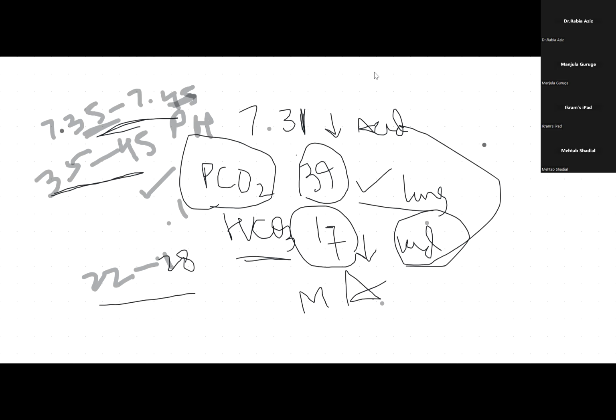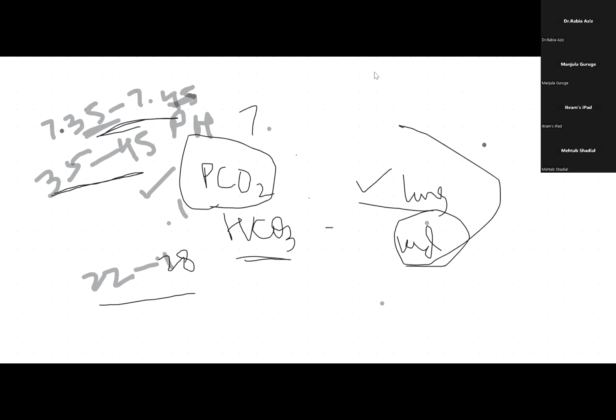Okay, I'm proceeding forward. Now we will proceed towards some complicated cases, that is of compensation, that is partial compensation and the full compensation. But before that, another scenario.